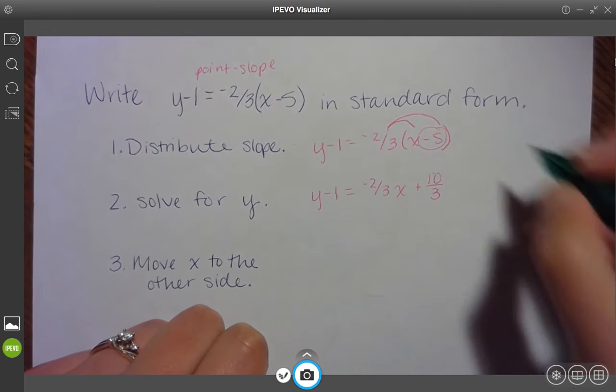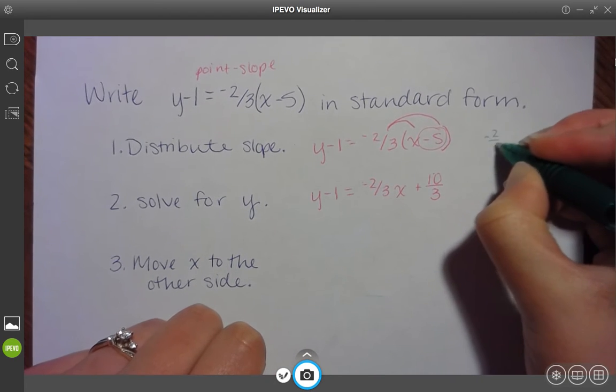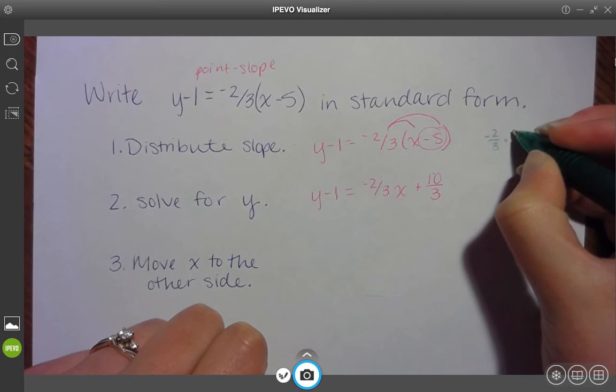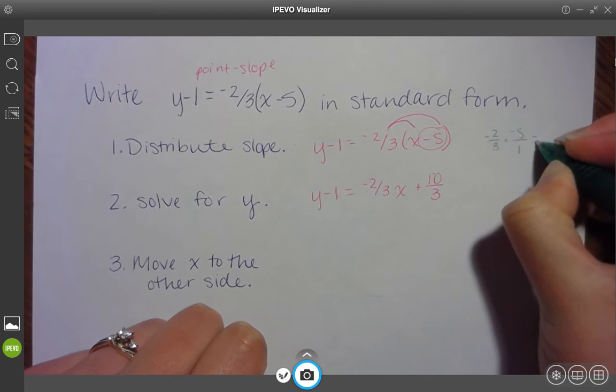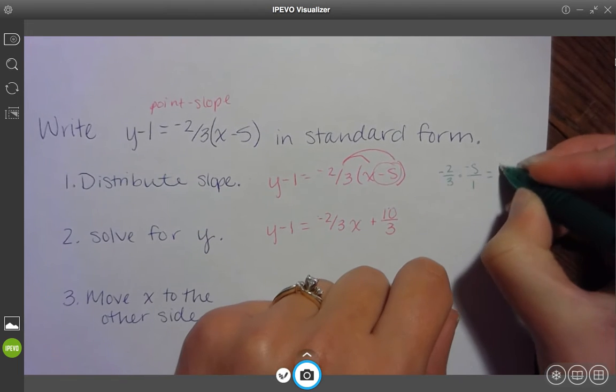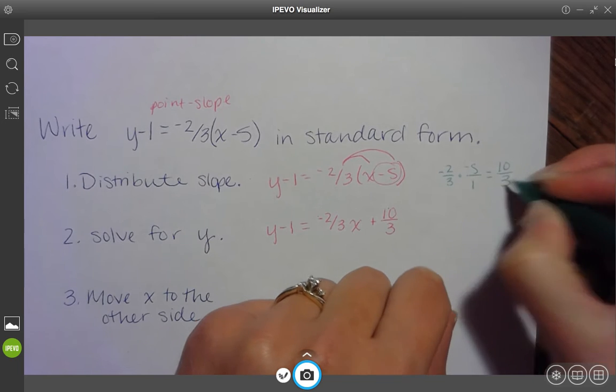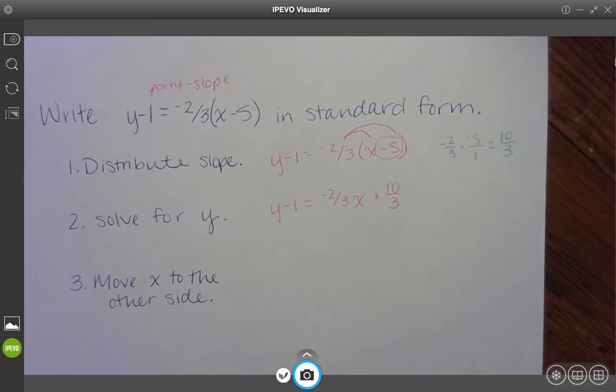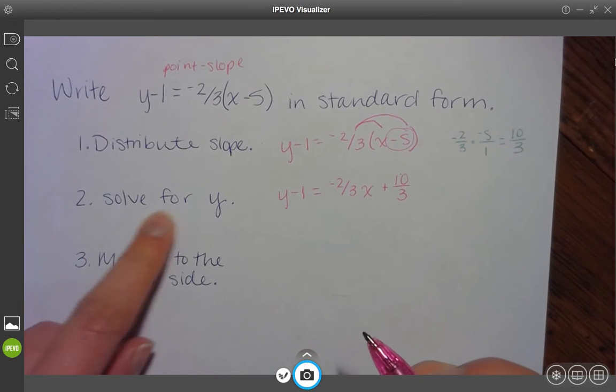And I can show that right here. Negative 2/3 times negative 5 over 1. Negative 2 times negative 5 is positive 10. 3 times 1 is 3. So positive 10/3. Next step, solve for y.